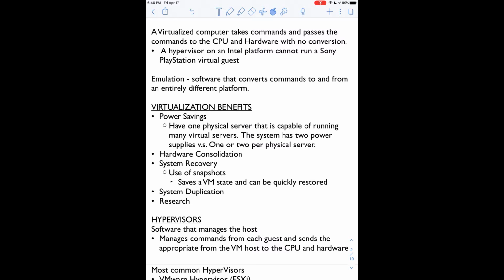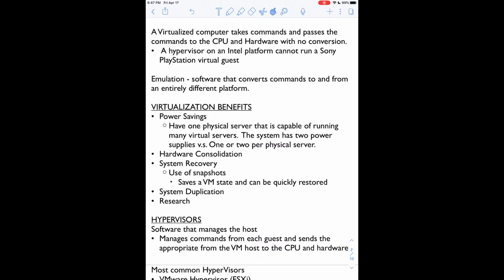System recovery. This is really cool. Within a virtual environment, you can actually take a snapshot of a guest operating system, and that's of its current state. So if something goes wrong, you can just roll back to that snapshot. That's really, really great when you have to restore something quickly.